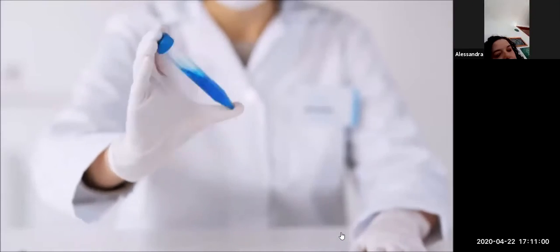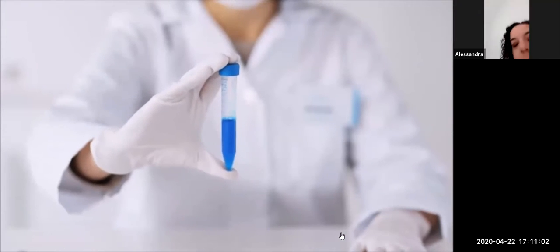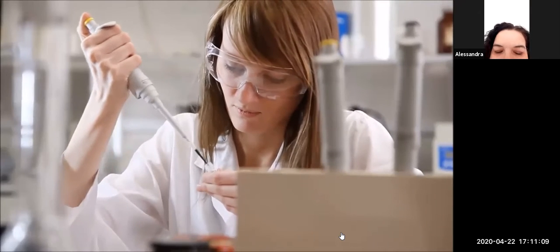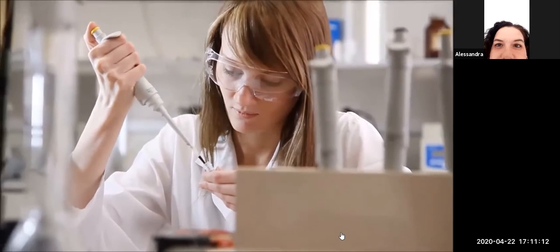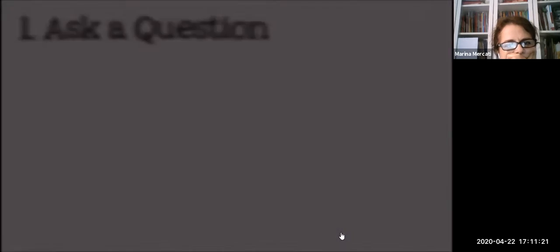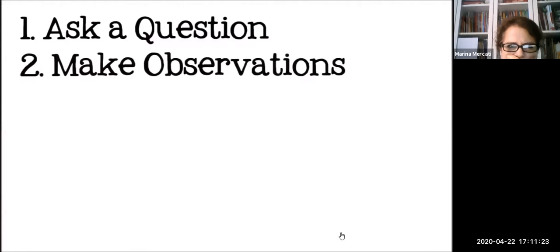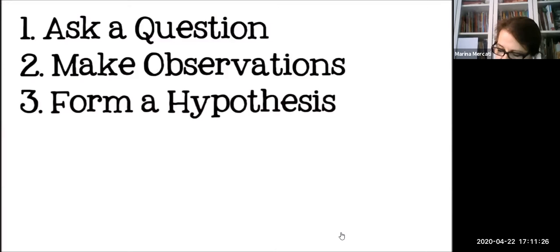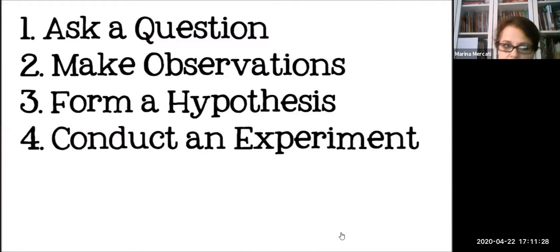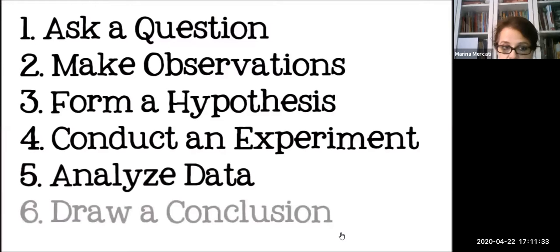The scientific method is a step-by-step way to solve problems and answer questions logically. Thanks to the scientific method, many important discoveries have been made about our world, but many unanswered questions remain. Would you like to help answer them? You can. Just remember to be scientific. Ask a question, make observations, form a hypothesis, design an experiment and test that hypothesis, analyze your data, and draw a conclusion.